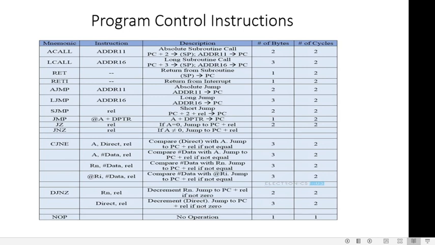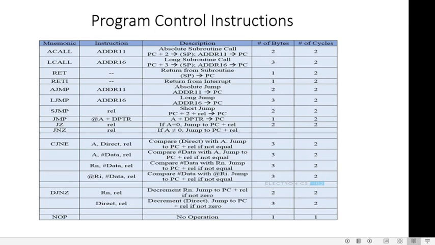Now, when you talk about the jump instruction, the absolute jump and the short jump are 2-byte instructions. They require 2 cycles, but long jump is a 3-byte instruction because the address requires 2 bytes and 1 byte is required to transfer that content. Then we have the absolute call and the long call, which are for calling a subroutine, and LCALL means long call, that is a long subroutine call.